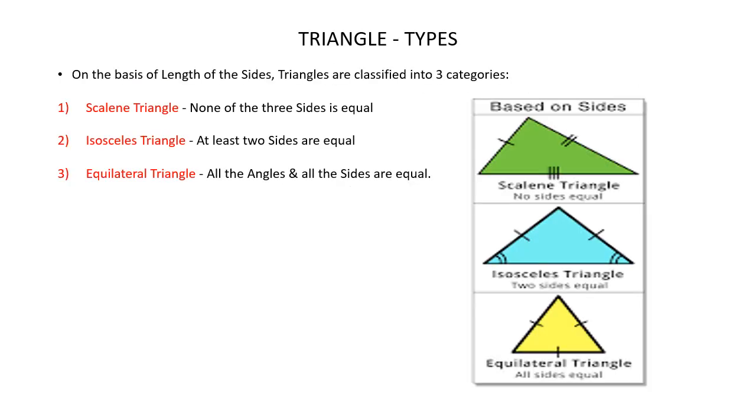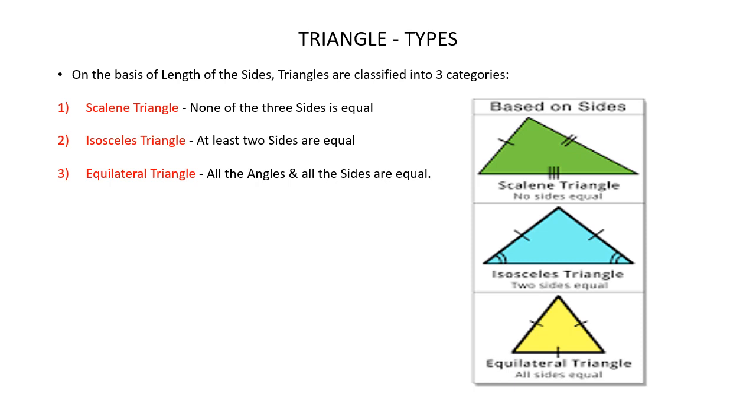Let's now look at the types of triangles. On the basis of the length of the sides, triangles are classified into three categories: scalene triangle, isosceles triangle, and equilateral triangle. Now, in a scalene triangle, none of the three sides is equal. Now, this is a scalene triangle. As you can see here, no sides are equal.